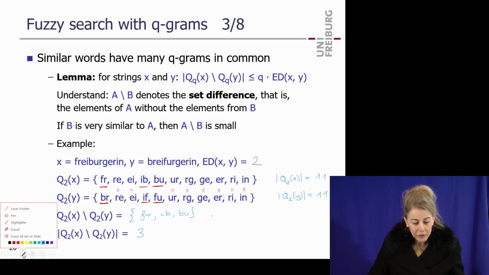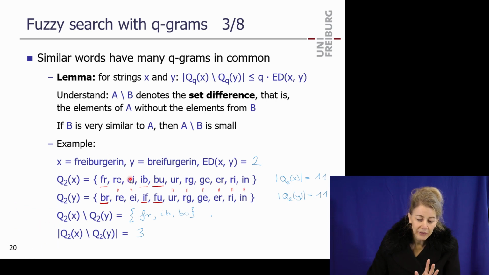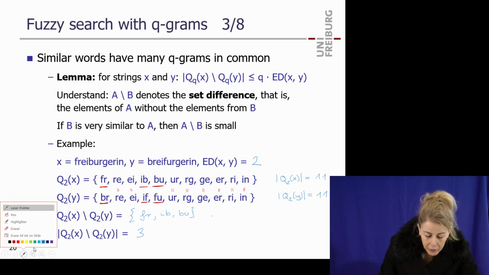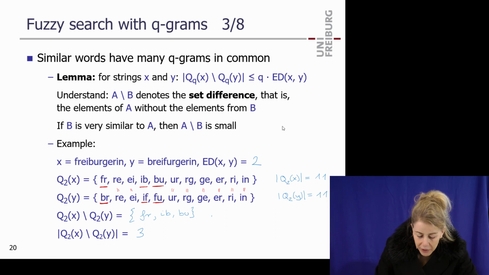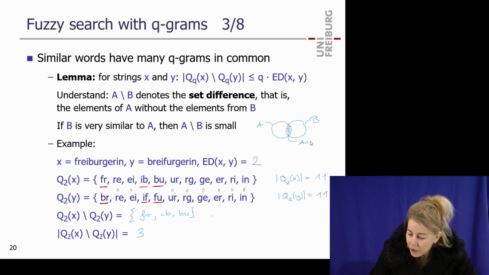And that's why I'm taking set difference here. I'm taking this set, and maybe just a diagram. If I have two sets here, A and B, this is my set A, and this is my set B. This here is then the intersection, right? And this part here, this is A without B. So I'm removing the intersection.